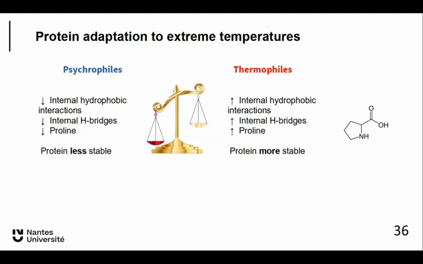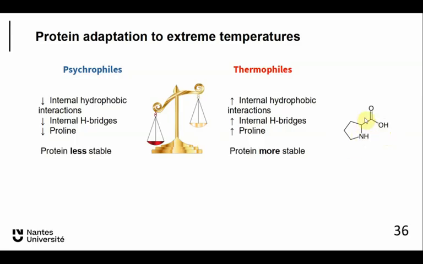Now, on the contrary, thermophiles have a lot of hydrophobic residues buried inside the proteins. They've got more hydrogen bonds and they have a higher content of proline. If you remember your biochemistry, proline is this amino acid. There's the carboxylate group and there's the amine group, and it's the only amino acid where the amine group is in a cyclic side chain.